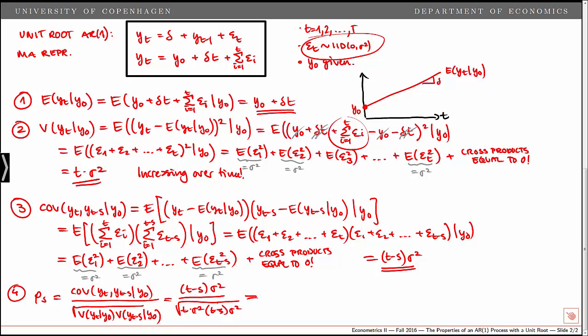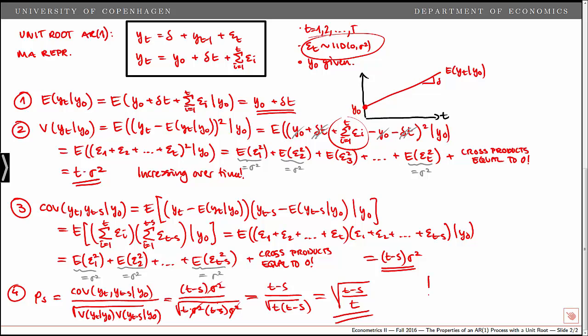Note now that we have sigma squared multiplied by sigma squared. We take the square root, and then we have sigma squared in the numerator. So the sigma squares cancel out, and all we are left with is t minus s divided by the square root of t times t minus s. And this we can also write as the square root of t minus s divided by t.